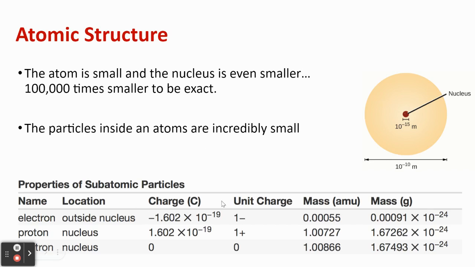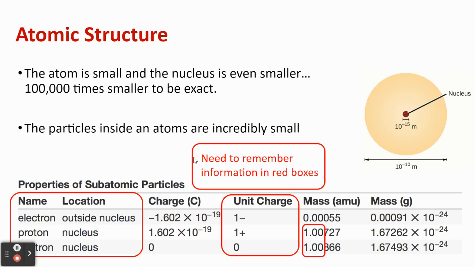So if we look here, we've got properties of the atomic particles. We really need to know the information that's in the red boxes. So we need to know that electrons are found outside the nucleus. Their unit charge is -1. And their mass is almost 0. Protons are found inside the nucleus. Their unit charge is +1, and their mass is roughly 1 AMU, atomic mass unit. And neutrons are also found in the nucleus. They have a unit charge of 0, and their mass is almost the same as the mass of a proton.